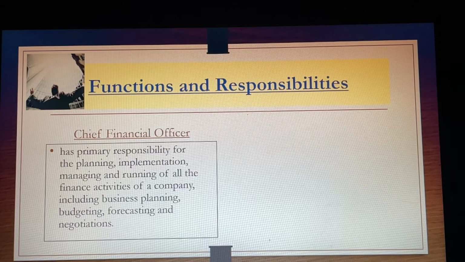Another personnel here, or shall we say manager or head of the department, is called the chief financial officer, known as CFO. The responsibility is for the planning, implementation, managing, and running of all the finance activities of a company, including business planning, budgeting, forecasting, and negotiations. Another person is called the treasurer.